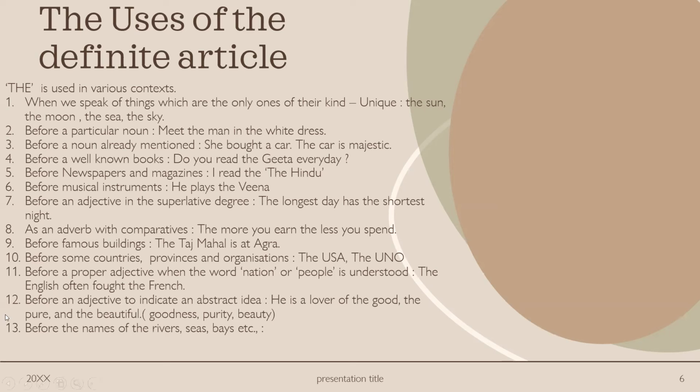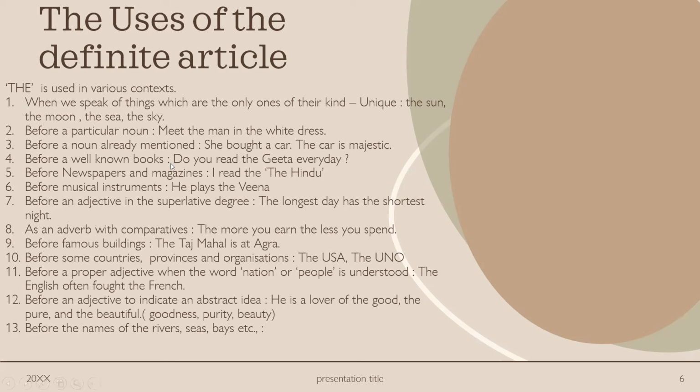Before a noun already mentioned, that is, she bought a car, the car is majestic. When you are talking about the same car. For example, I saw a dog, the dog is lying in the middle of the road. So you are talking very particularly about the same dog. The first time you use 'a', and the second time you are mentioning the same dog and the same road, so you use the definite article 'the' here.